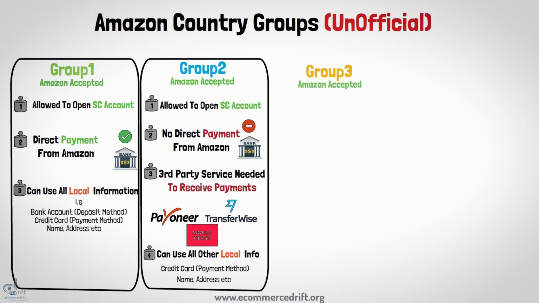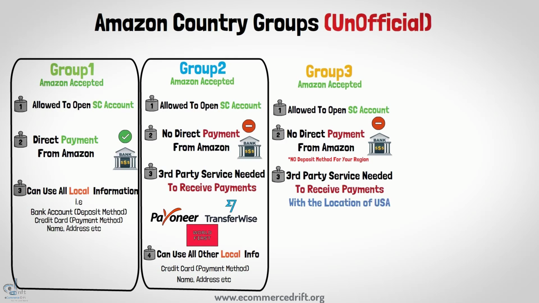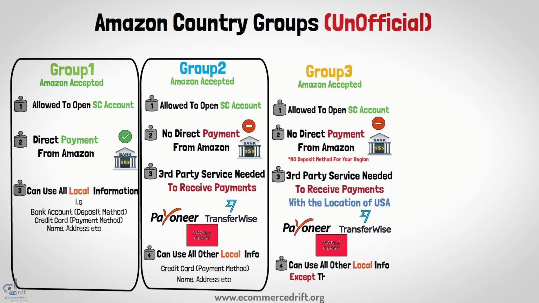Group 3 countries are very similar to Group 2. They are allowed to set up the Seller Central account, but do not show a bank option or a third-party option as the deposit method for that respective country from where they are making the account. You have to select a third-party option for the deposit method with a location set to the USA for the USA Amazon Marketplace. Now don't worry, third-party services can give you a virtual account for the USA and many other countries. So in a nutshell, all local information of a Group 3 country can be used except the deposit method.